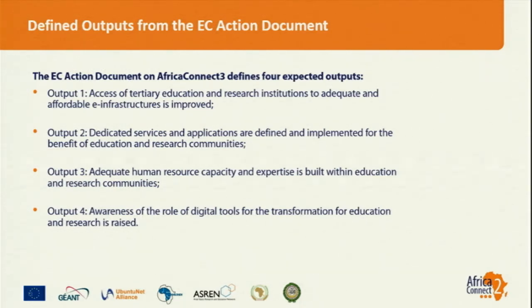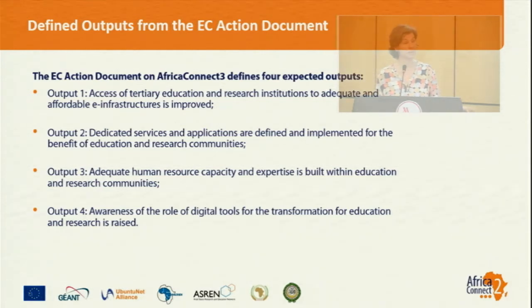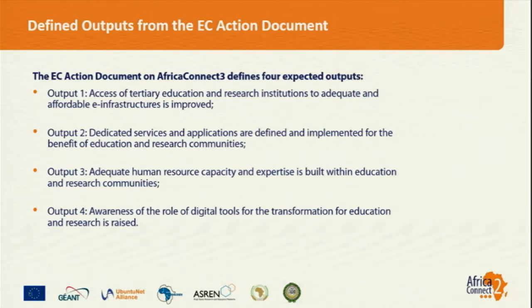The other thing that is very clear is the level of expectation that the European Commission has set. Again, the only document I refer to here is the EC action document, because it's the only official document we have at the moment. And the action document clearly defines 4 outputs that Africa Connect has to deliver. We have to improve the access of tertiary education and research institutions to adequate and affordable e-infrastructures. Output 1. The second output is we need to deliver dedicated services and applications. We need to define them and implement them for the benefit of education and research communities. Output 3 is that adequate human resource capacity and expertise is built within education and research communities. And output 4, awareness of the role of digital tools for the transformation of education and research is raised. Those are the 4 outputs we have to deliver.